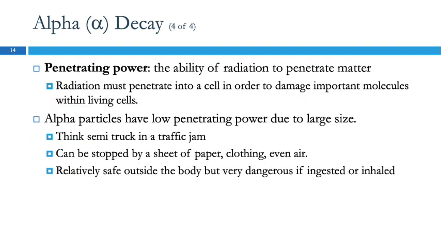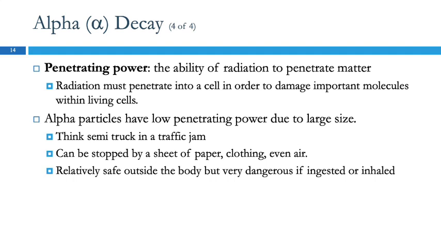Penetrating power is the ability of radiation to penetrate through matter. So radiation has to get into a cell to cause damage. If it can't get into the cell, it can't do any damage on the inside. So alpha particles have the lowest penetrating power because of their large size.